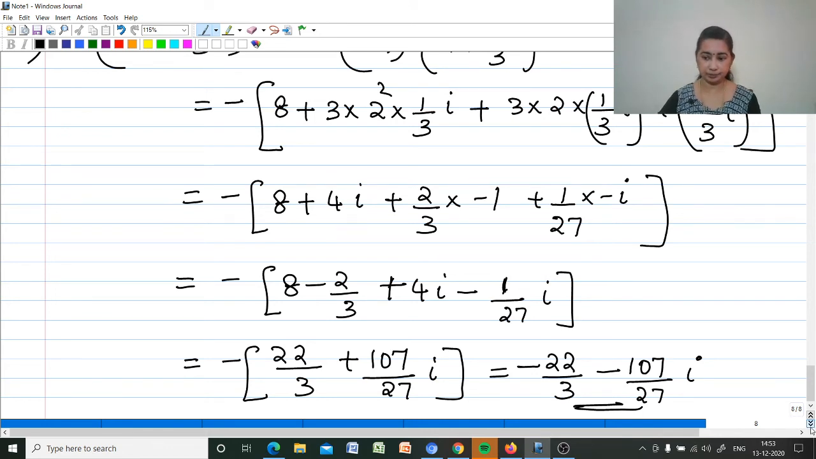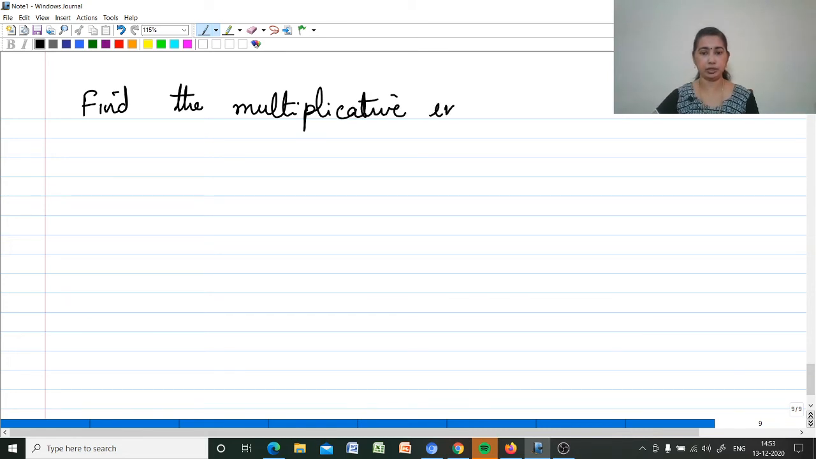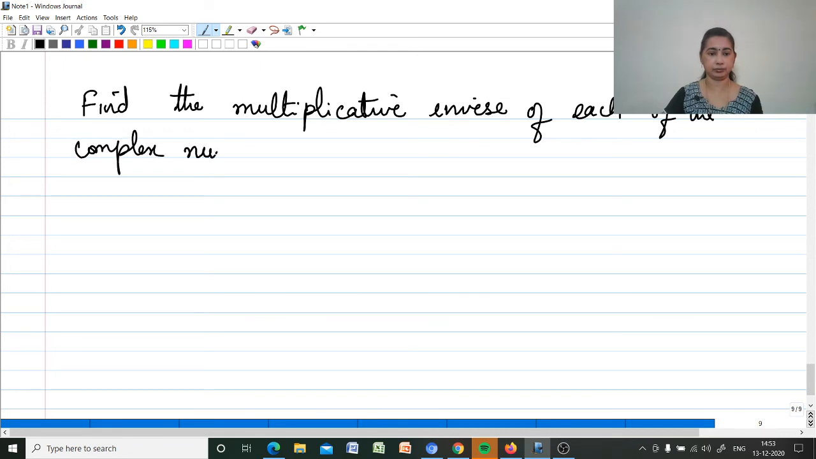Now next question, find the multiplicative inverse of each of the complex numbers. Question number 11, 4 minus 3i. We have to find the multiplicative inverse. So multiplicative inverse.